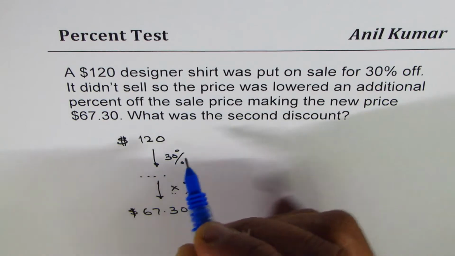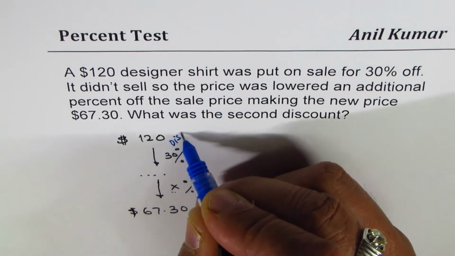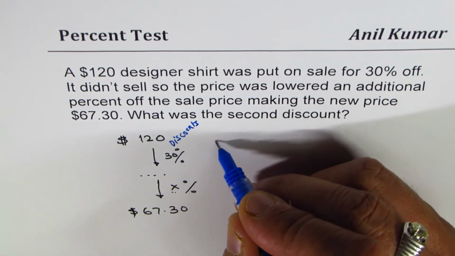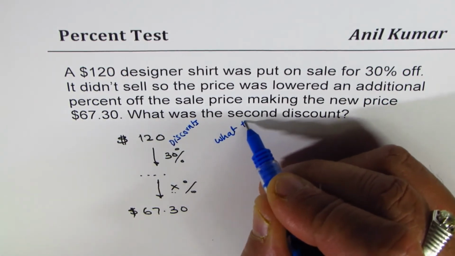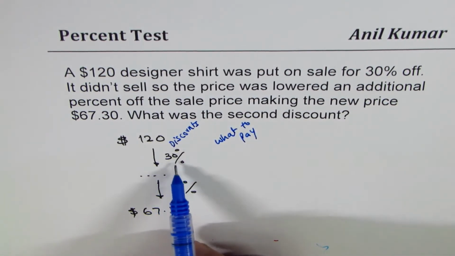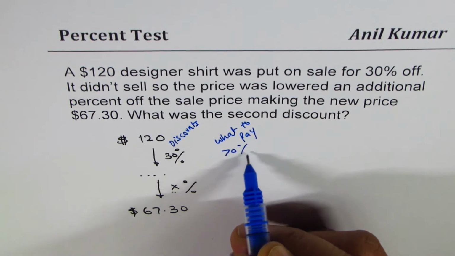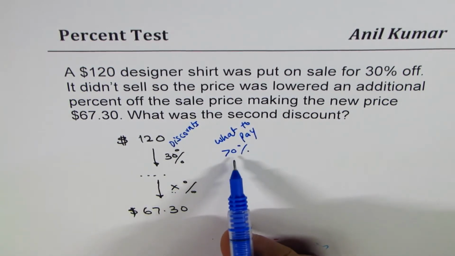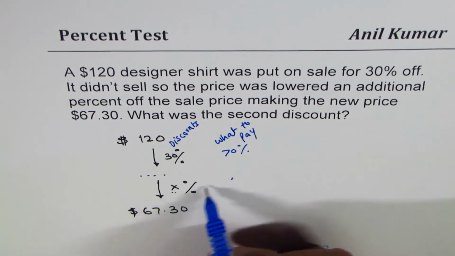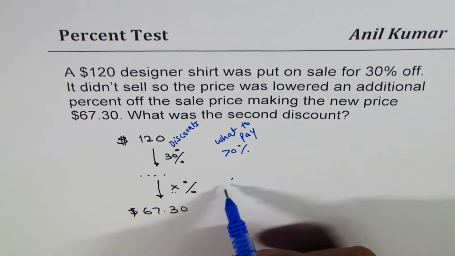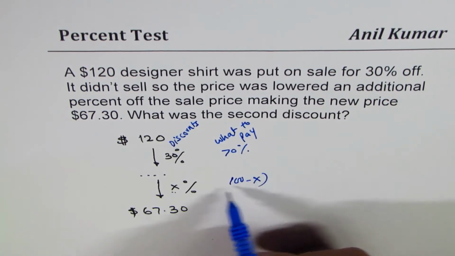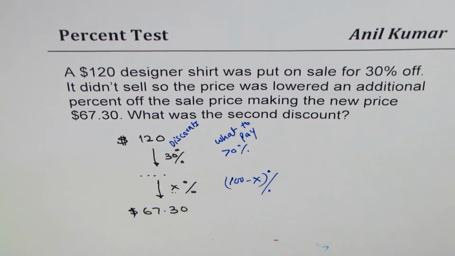Now think like this. The values which I have shown here, these are discounts. Discounts means you don't pay. So what do you pay? You don't pay 30%, but you pay 70%. And then on that 70%, you don't pay X percent, but you pay 100 minus X percent, right? That is what you pay.